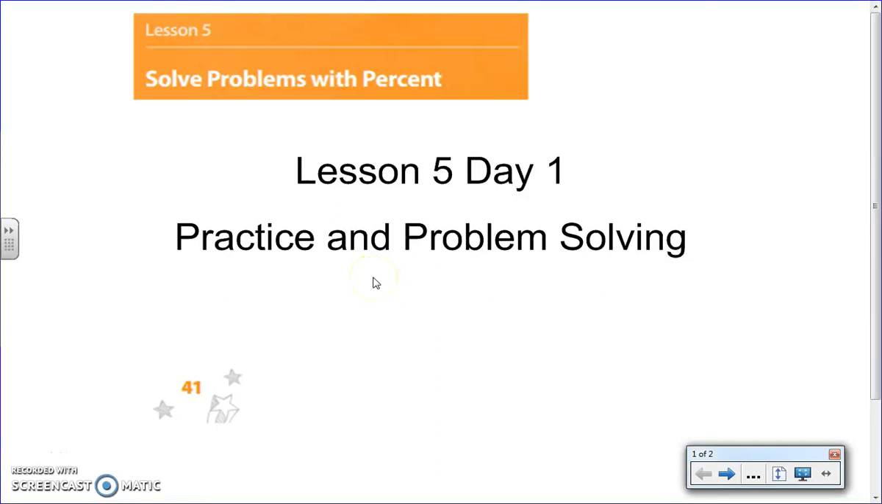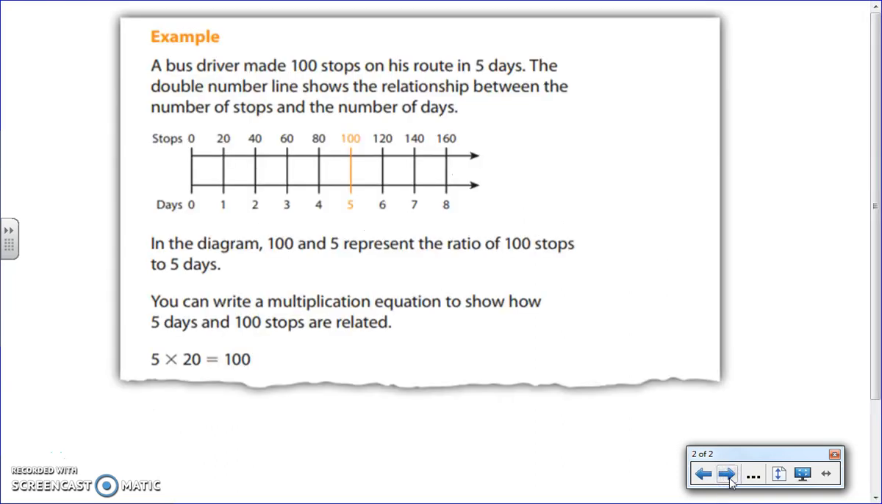Hi, this is Mr. Gillen, and today we're going to be looking at an example problem from your book on page 41 of your Practicing Problem Solving. It says that a bus driver made 100 stops on his route in 5 days. The double number line shows the relationship between the number of stops and the number of days.